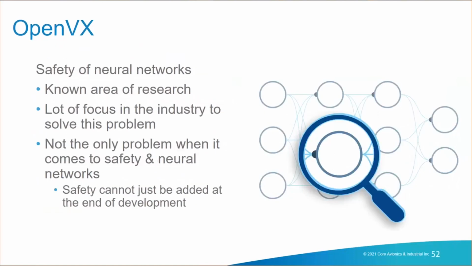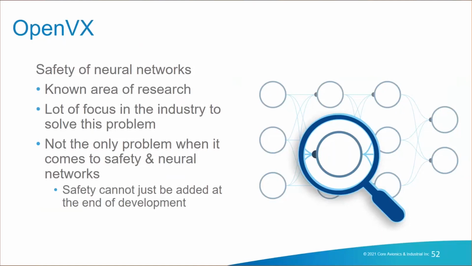Now, this does bring a lot of questions. I'm sure anyone who's heard of neural networks in this webinar is aware of the safety concerns around neural networks. This is a very known area of research. There's a lot of focus on trying to solve this problem, to make sure that we can classify a neural network as being safe, or classify the accuracy of the neural network so that we know the bounds, or how often it's going to produce problems, or in what cases it's going to produce problems.